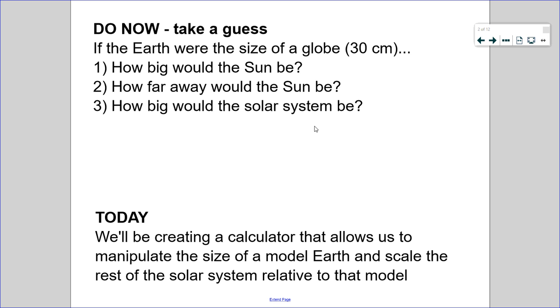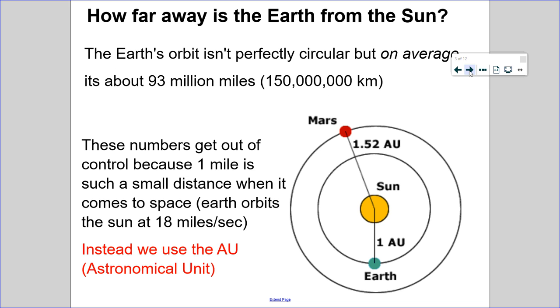Well, what we're going to be doing is creating a calculator, an Excel or Google Sheets calculator that allows us to manipulate the size of a model Earth and scale the rest of the solar system relative to that model Earth. That'll take a couple of days, but it's a really interesting calculator once you have it down.